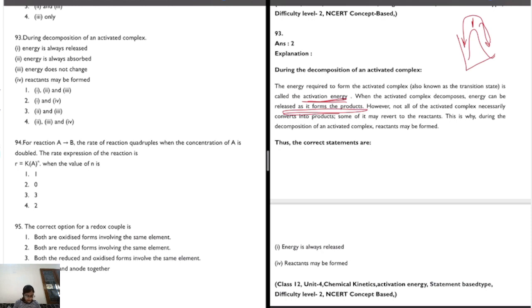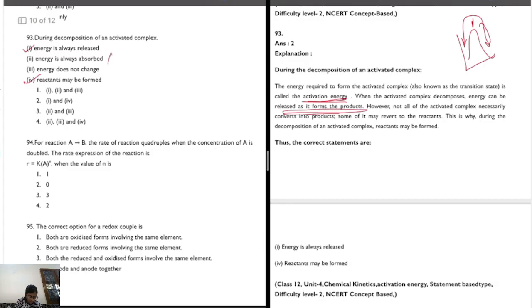Okay, so what is the correct option? That energy is always released and reactants may be formed. This is wrong and this is also wrong. Therefore, the correct option is 1 and 4.